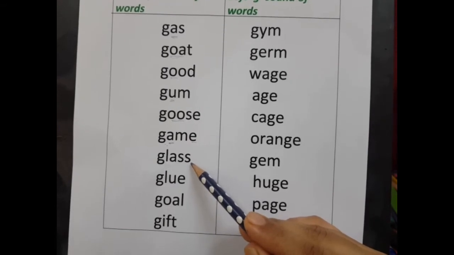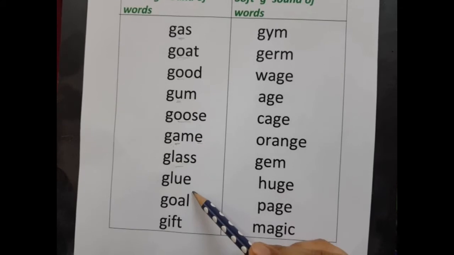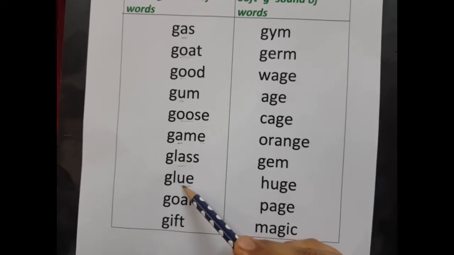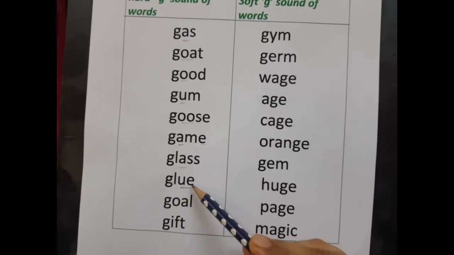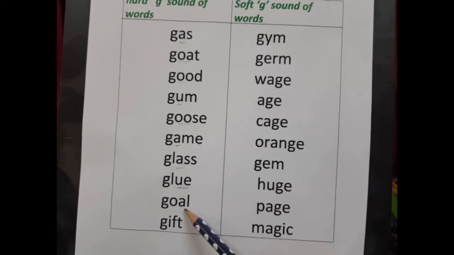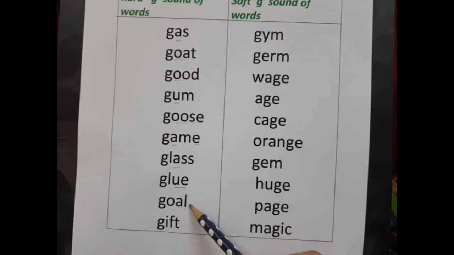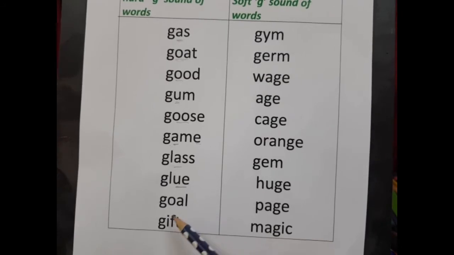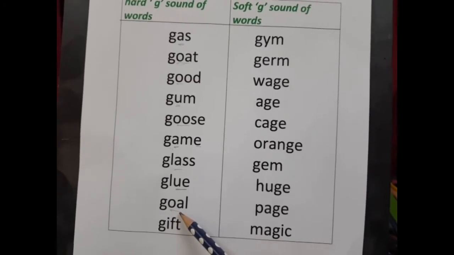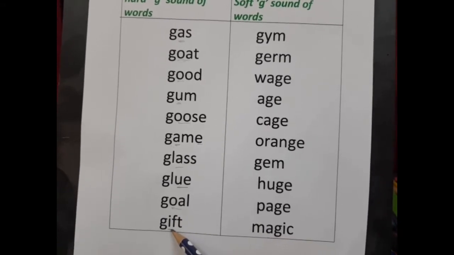G-L-A-S-S? Glass. Very good. G-L-U-E? Glue. U-E makes the sound U. G-O-A-L? Goal. The sound of O-A makes the O sound. Goal. G-I-F-T? Gift. Very good.